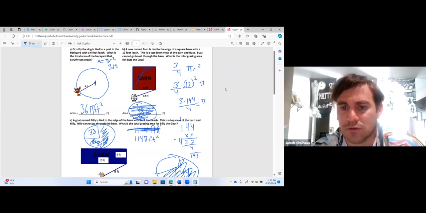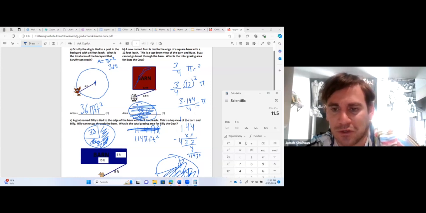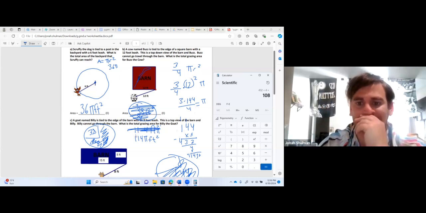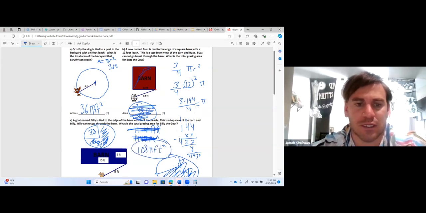Big number goes in the house. 4 goes into 4 once. I might have made a mistake because I'm running out of space. So I'll just do it over here. 144 times 3 is 432. 432 divided by 4 is 108. I guess I messed it up when I divided it. So it is not 114, it is 108. 108 pi feet squared is the right answer.